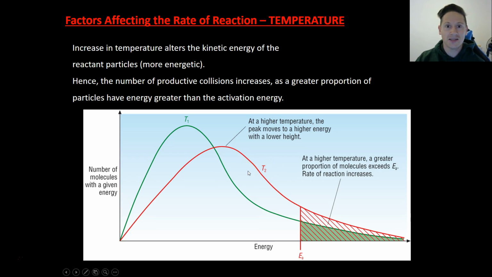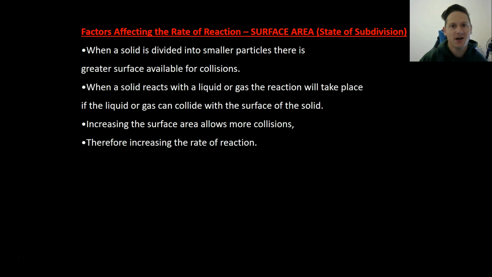Temperature 2 is obviously a bit higher. What we're saying here is that there are more particles that have a high energy, so we're shifting to the right-hand side in this case. When you hit this activation energy section, there are more reactant particles that will have that activation energy. A greater proportion of molecules exceed the activation energy, and this increases the rate of reaction, with more productive collisions.